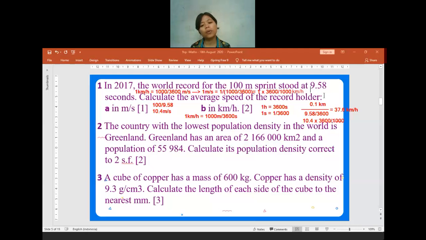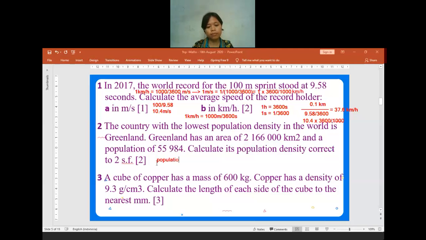The country with the lowest population density in the world is Greenland. Greenland has an area of 2,166,000 square kilometers and a population of 55,984 people. Calculate the population density. Is there anyone who still remembers how to find the population density? The population divided by the area. Yes, okay. So what is the population density?